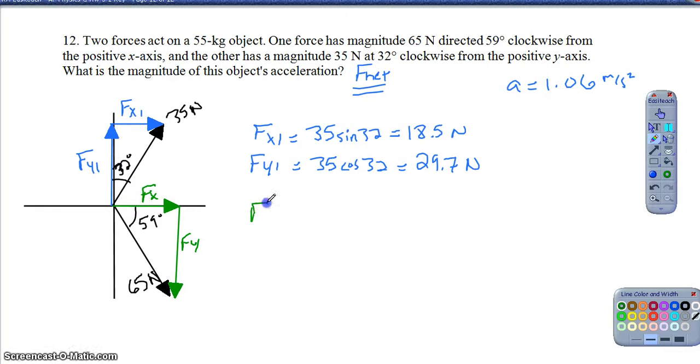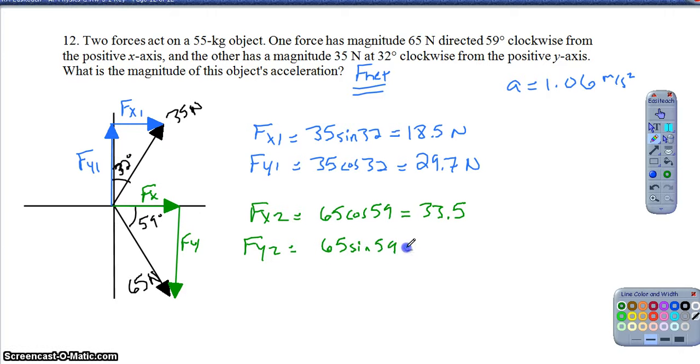the components. And what I mean by that is my Fx sub 2 is actually going to be 65 times cosine of 59, which ends up being about 33.5. And then my Fy sub 2 ends up being 65 times sine of 59, which ends up being a little bit greater at about 55.7.